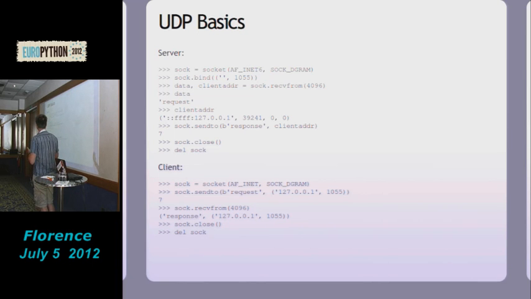Once it's bound, the kernel will actually be able to accept connections to that socket. So the next line, socket receive from, is how you receive data from a UDP socket. It's a blocking call, so that call will block until there is actually a client that connected and sends something to you. The argument you give, the 4096, is the maximum number of bytes you want to retrieve from your socket.